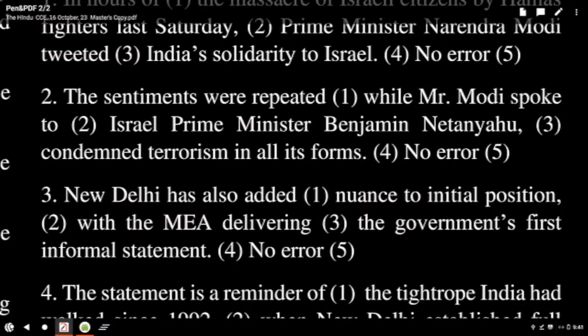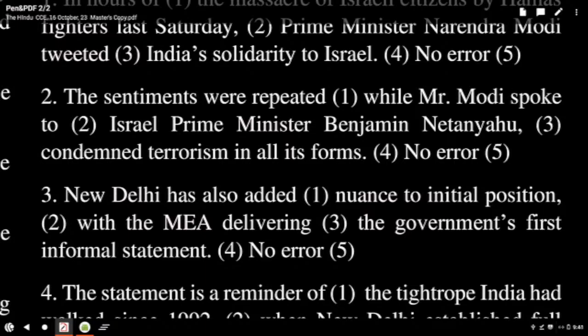All these are challenging, you got to read meticulously. How many of you say there is an error in the first part? The sentiments were repeated, there is no error. Second part. Now, what is wrong with the second part? While is not the right word, change it to when. In this context, we cannot use the word while. It does not talk about any contrast. The sentiments were repeated when Mr. Modi spoke to Israel Prime Minister Benjamin Netanyahu.